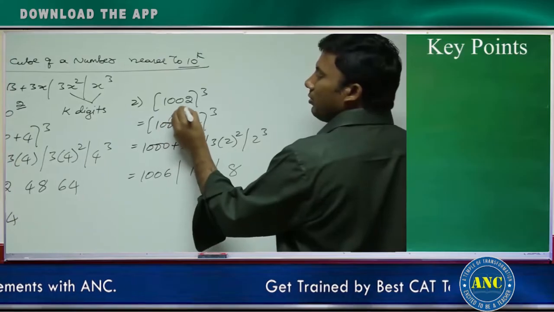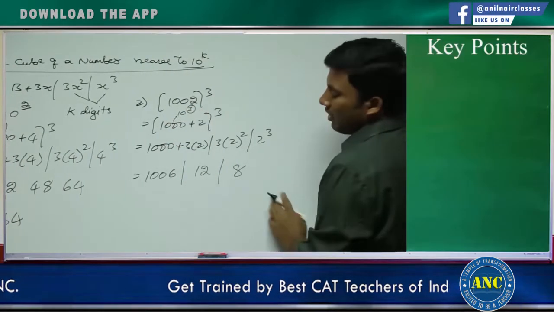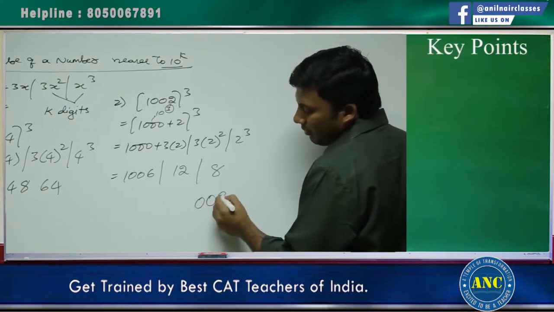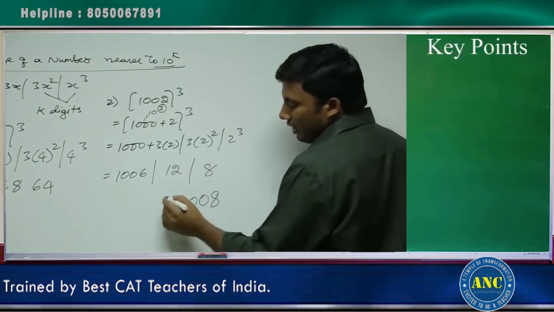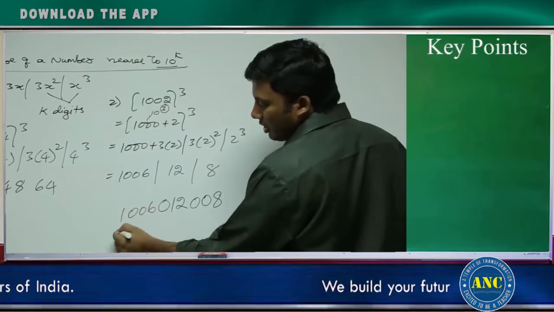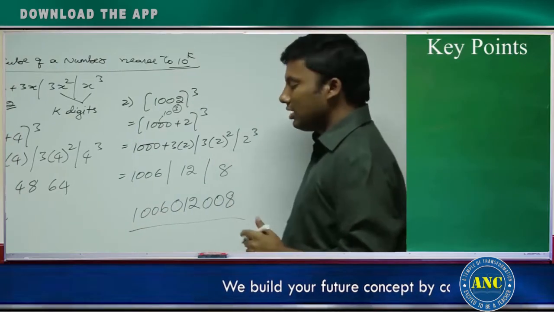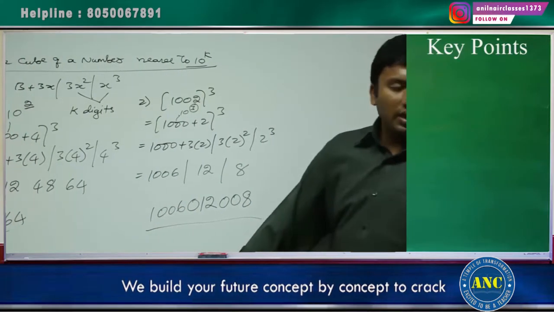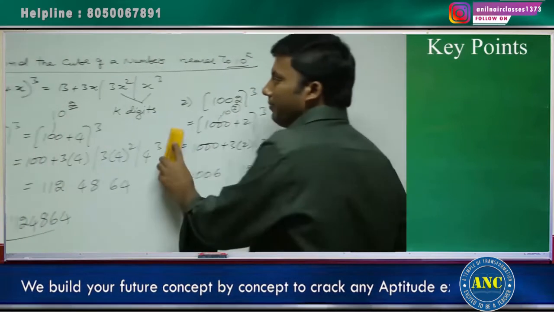1000 is a 10 cube. Last two places should have a 3 digit format. 8 in a 3 digit format 008. 12 in a 3 digit format 012. And this will be 1006. Answer is 1006 012 008. Let us see one more problem.